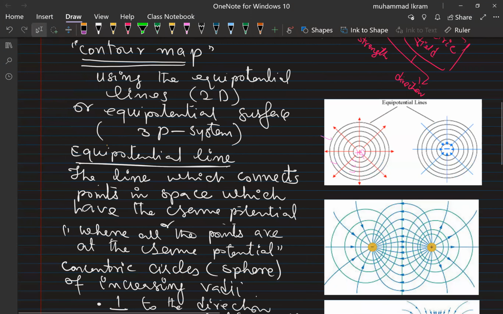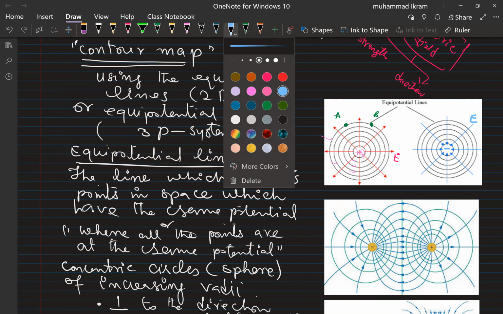Why equal potential? For example, if I choose any two points on this equipotential surface, let's say point A and point B, for these lines that are drawn. This is for the positive charge, this is for the negative charge. Here the red indicates the electric field intensity, and the blue indicates the direction of the electric field intensity for the positive charge.